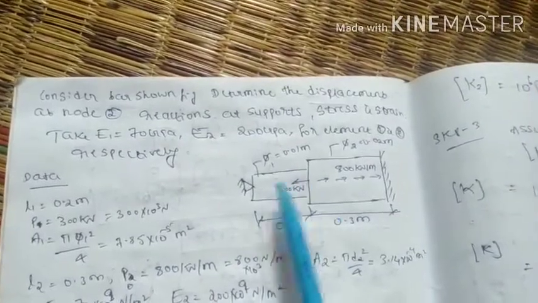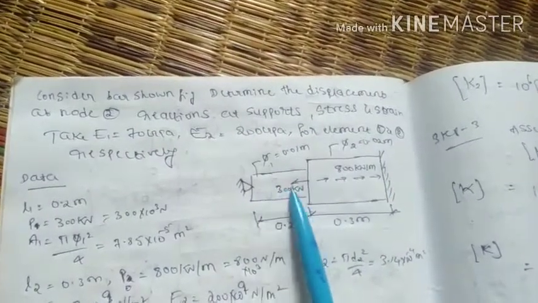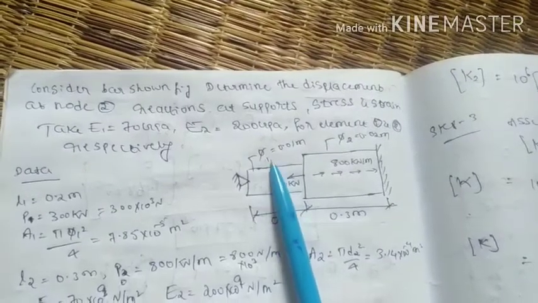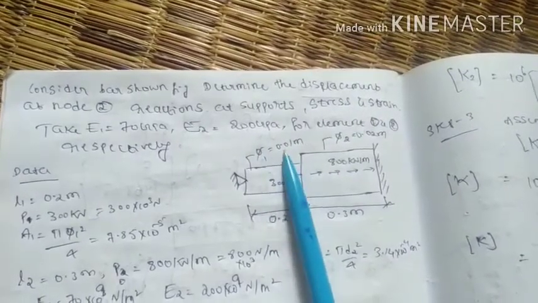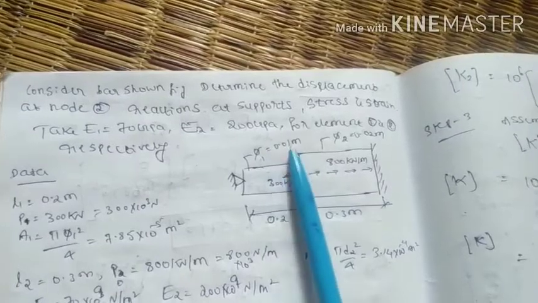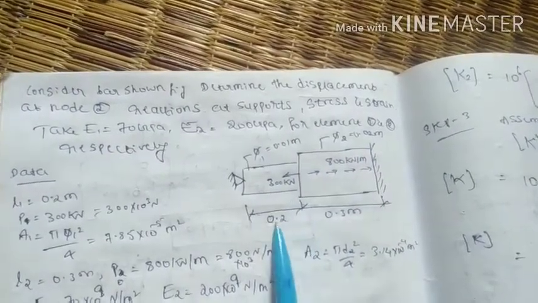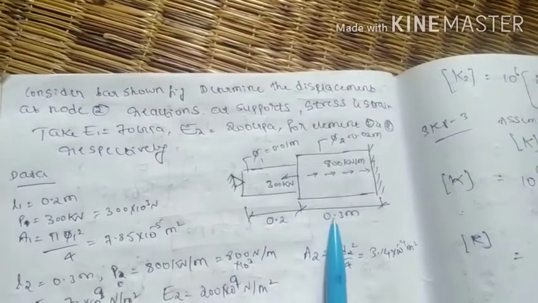It is also made up of two different materials, and in the problem they have given in the figure, it has a diameter D1. The section is circular in nature, therefore D1 is 0.01 meter, and D2 is 0.02 meter. This is 0.2 meter, and this is 0.3 meter length.